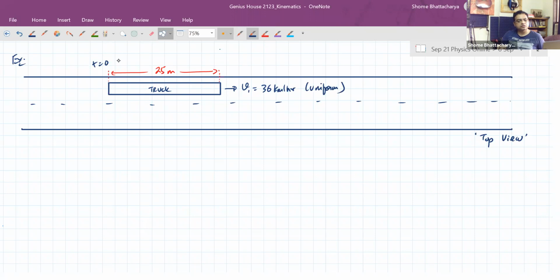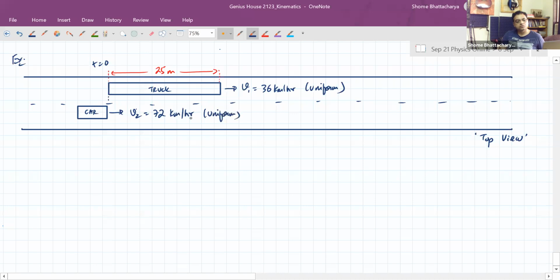Now at that very moment, there is another vehicle alongside which is just beginning to overtake this. So it's just about alongside, like this. So this is a car. Now this car is also moving at a uniform velocity of 72 kilometers per hour, just double. And the car itself is 5 meters long. This is the situation at t equal to 0.